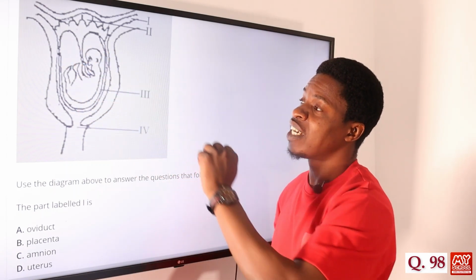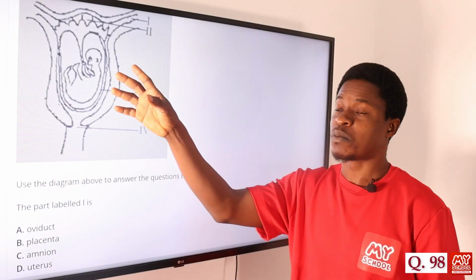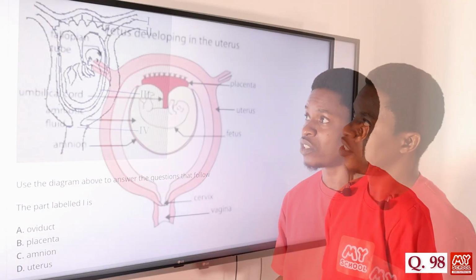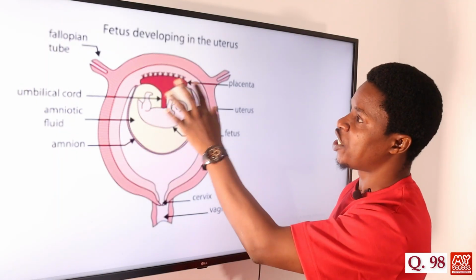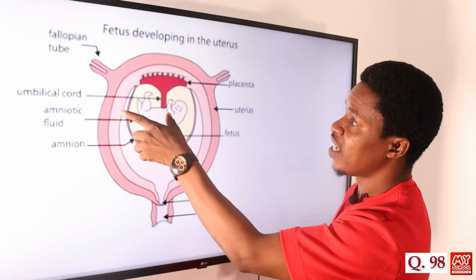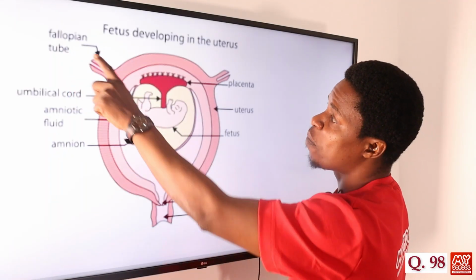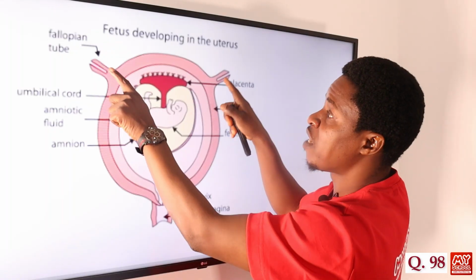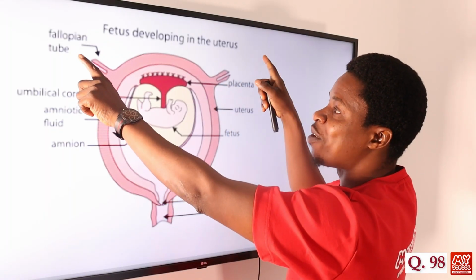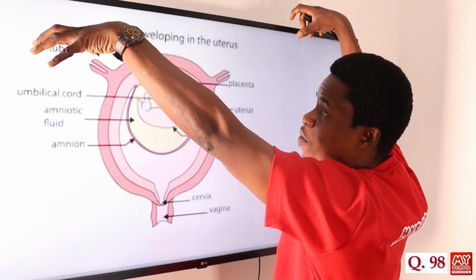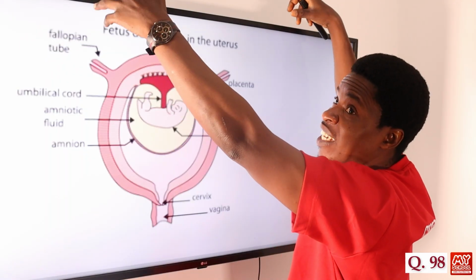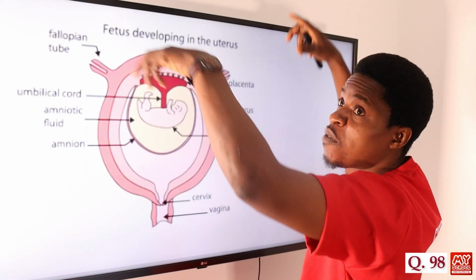Let's look at a clearer diagram to be able to explain this. Then we'll come back to answer this question. So we have the fetus developing in the uterus. You can see here we have the fallopian tube at this part and at this point. Now the fallopian tube is what actually connects the ovary in the woman, usually where the eggs are being released, the ova is being released for fertilization to take place.